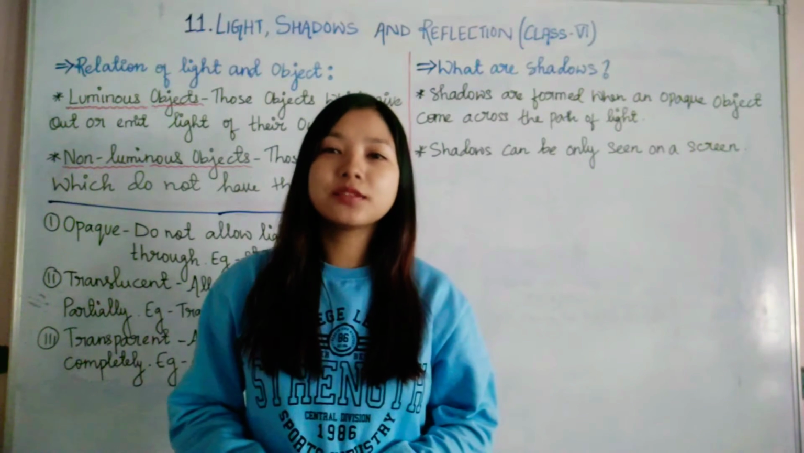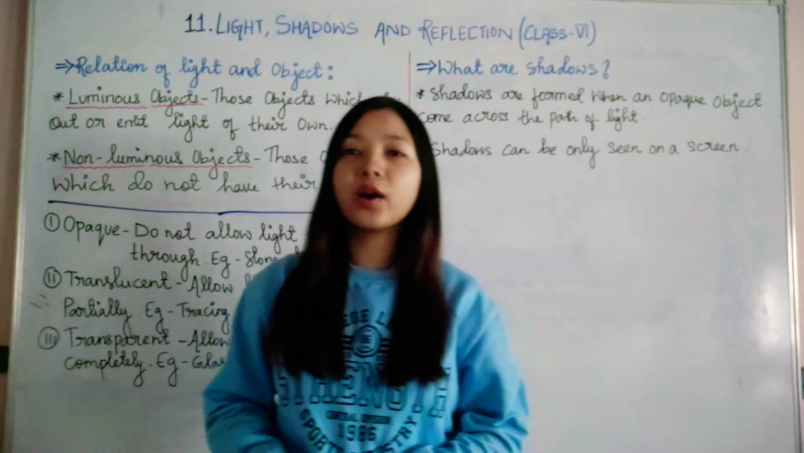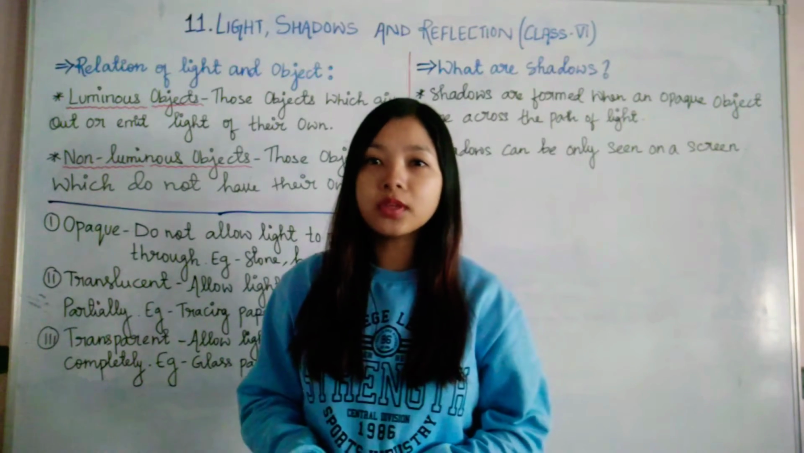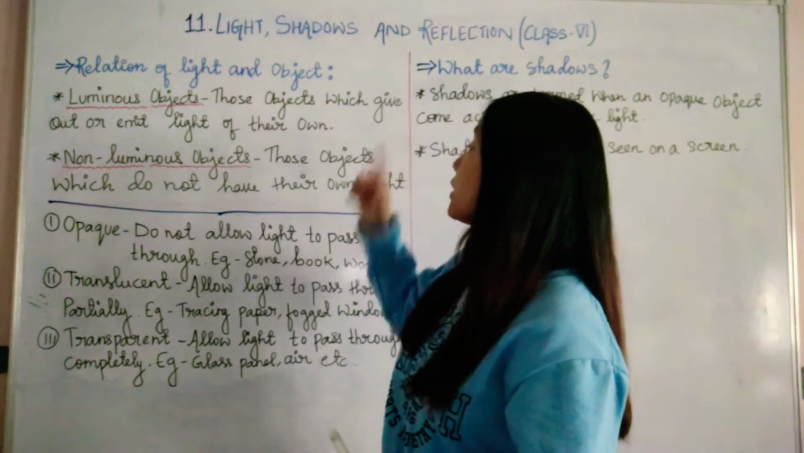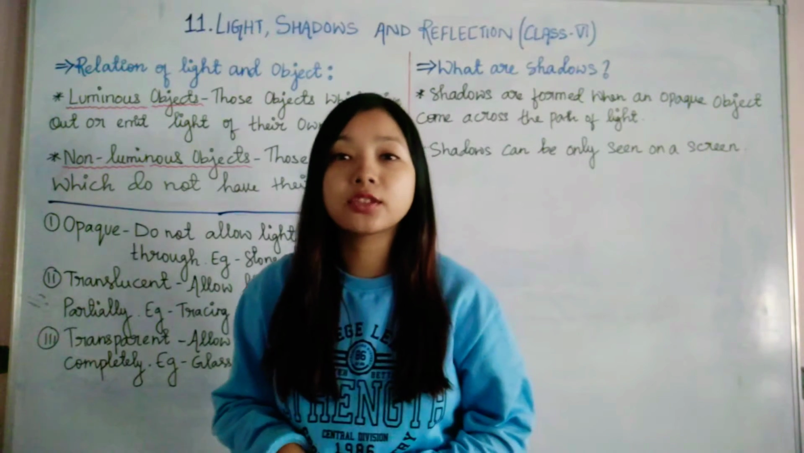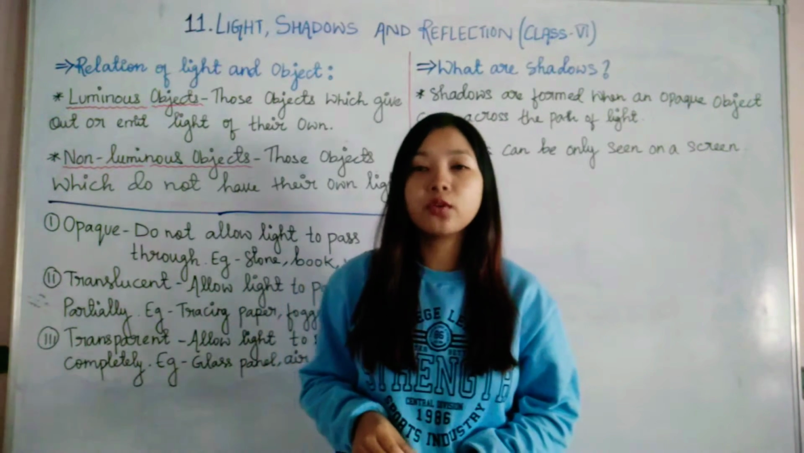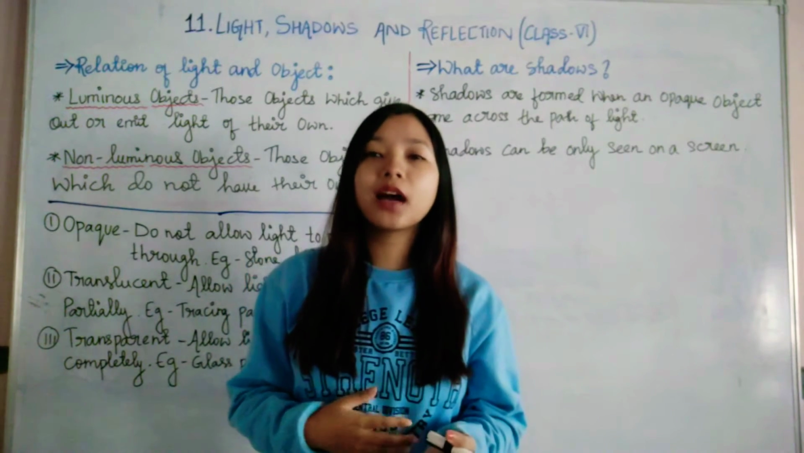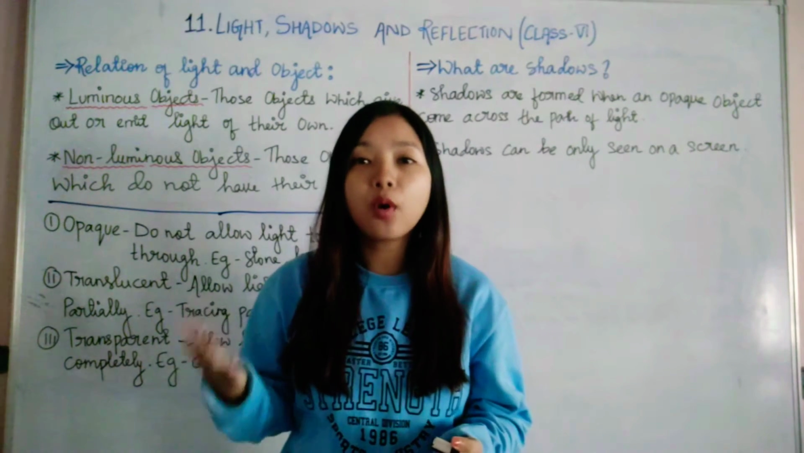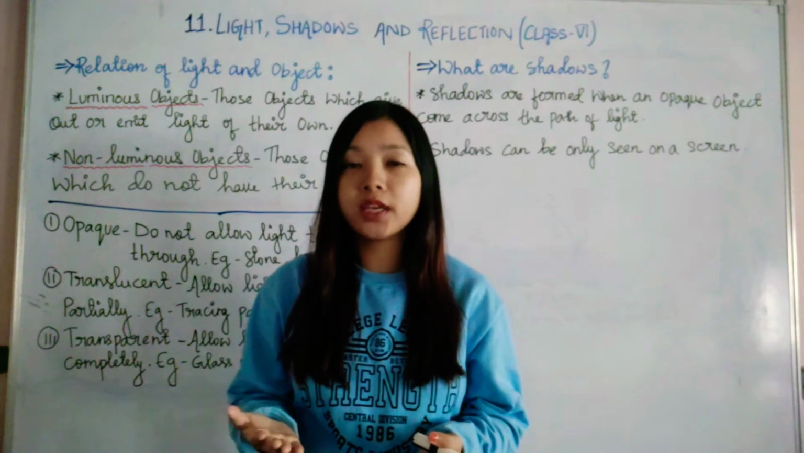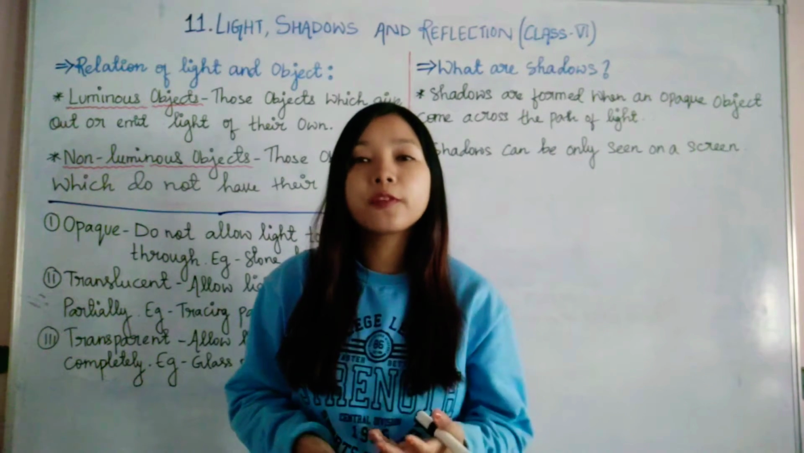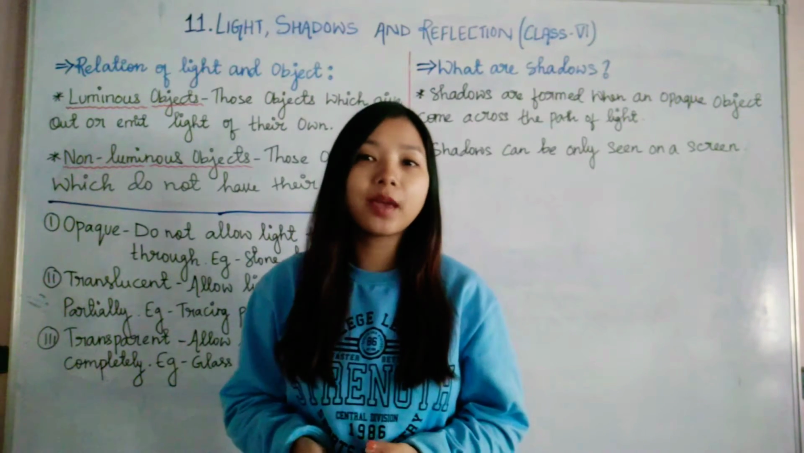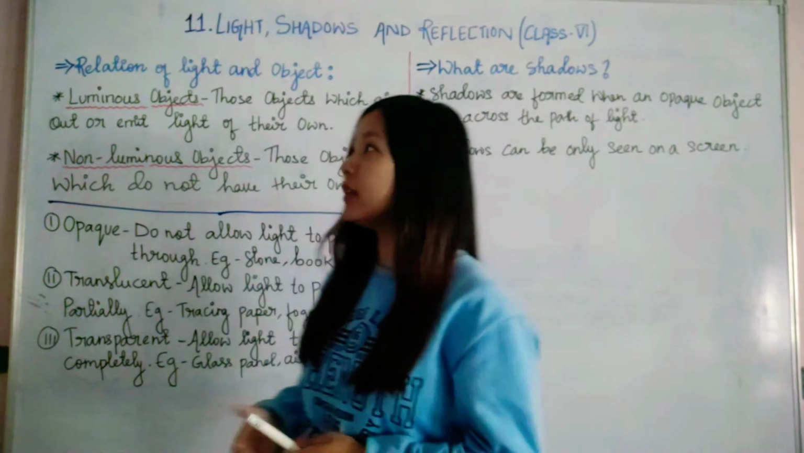Children, in this video we are going to discuss the 11th chapter of the class 6 science textbook, that is Light, Shadows and Reflection. In this chapter we are going to study light and its relation with different types of objects, then reflections, mirrors and also the pinhole camera. So let's start our chapter.